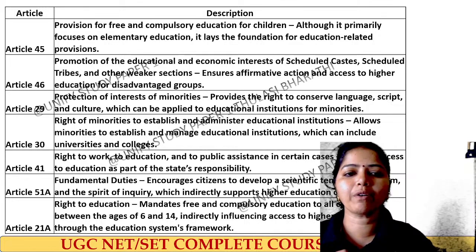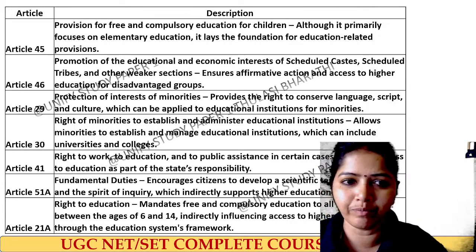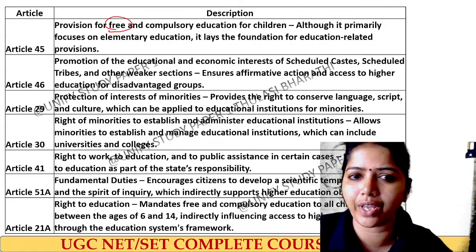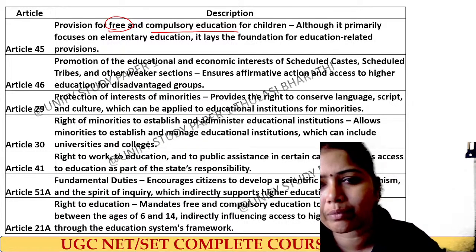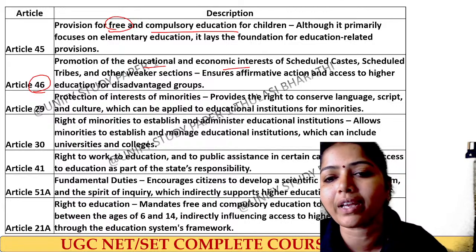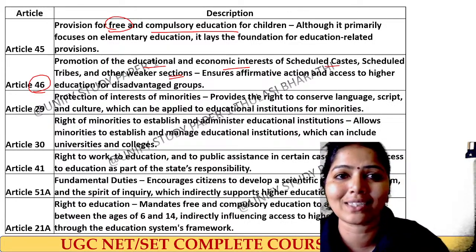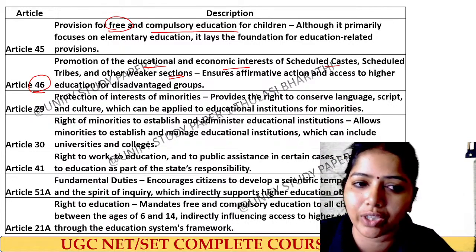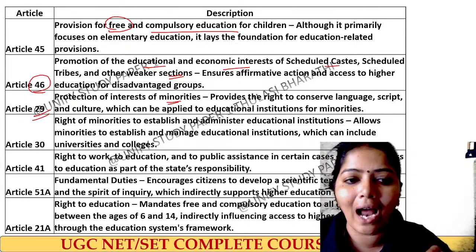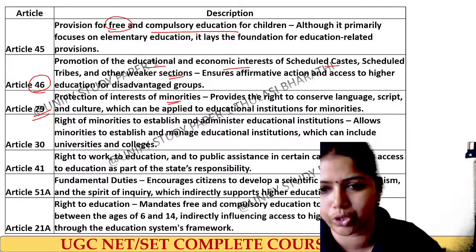Articles: Article number 45, 46, 29, 30, 41 and 51A, 21A. Regarding higher education, all these articles are most important. Provision for free and compulsory education for children, Article 45. And then we have Article 46, promotion of educational and economic interests of scheduled castes, scheduled tribes and other weaker sections, that is, access to higher education for disadvantaged groups. Article 29, very important, is for the interest of minorities. And Article 30, the next one, is the right of minorities to establish institutions.